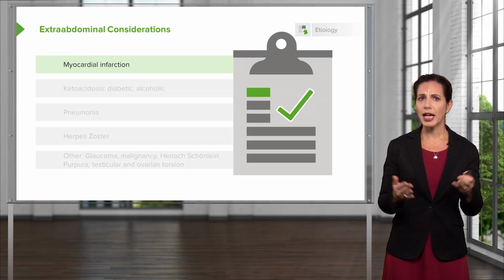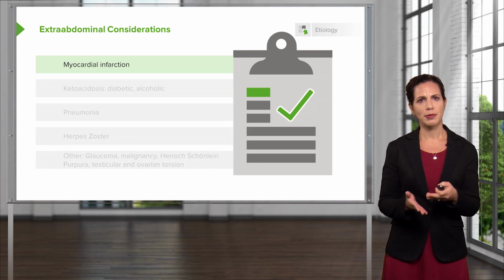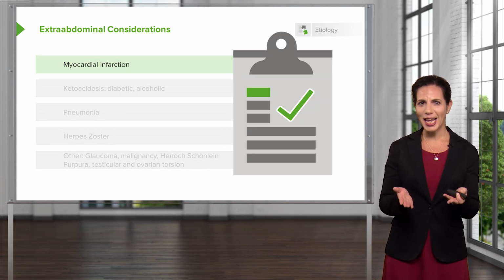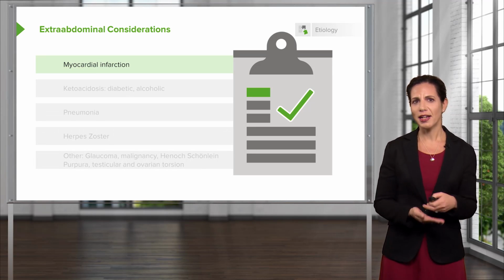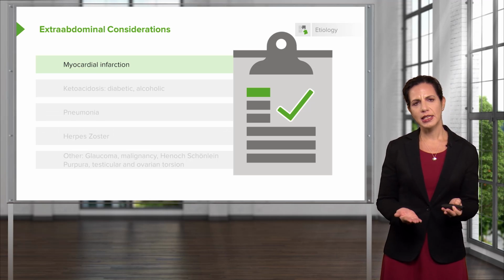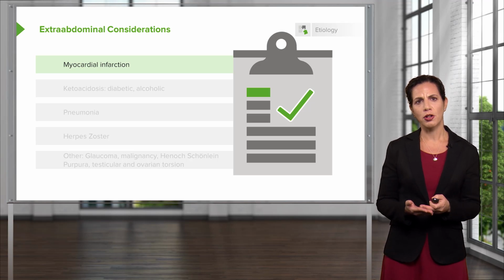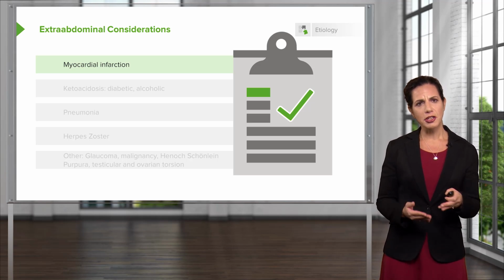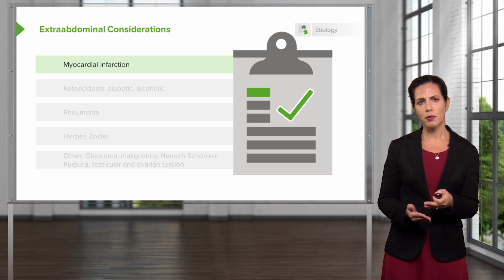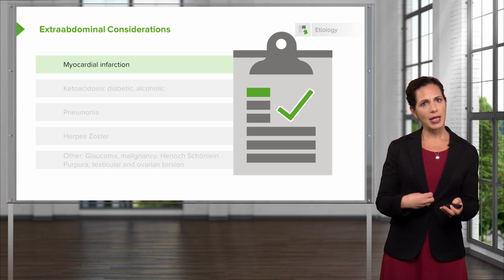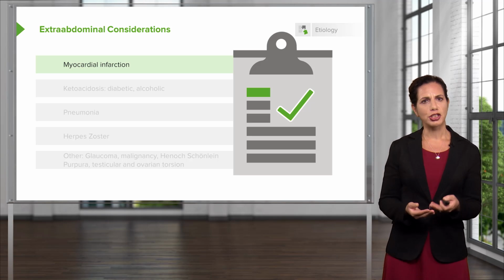Now, there are also extra-abdominal things that can cause abdominal pain, so things outside the belly. As if things weren't complicated enough already, we're going to go ahead and complicate them even further. Myocardial infarction is a classic example of extra-abdominal things presenting with belly pain. Classically, an inferior wall myocardial infarction is the classic thing that we think about presenting with epigastric abdominal pain and nausea and vomiting.